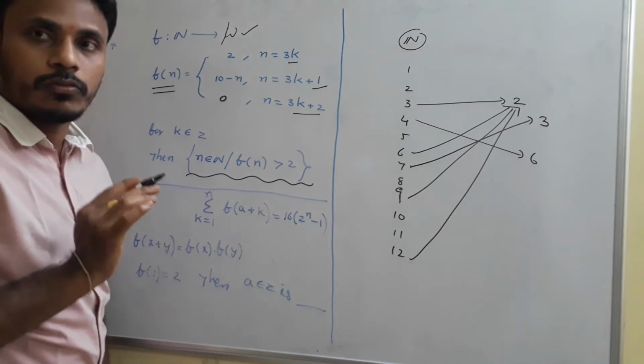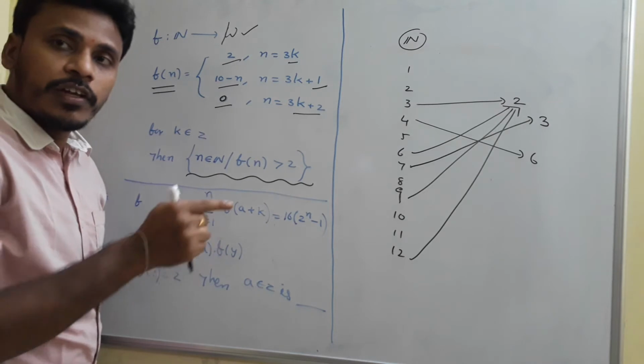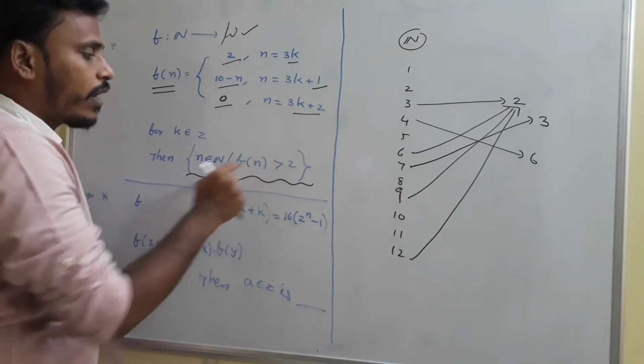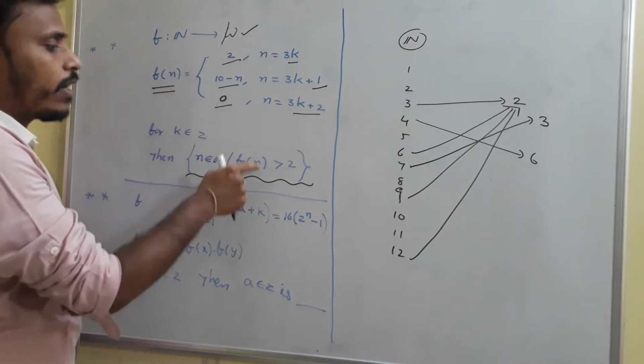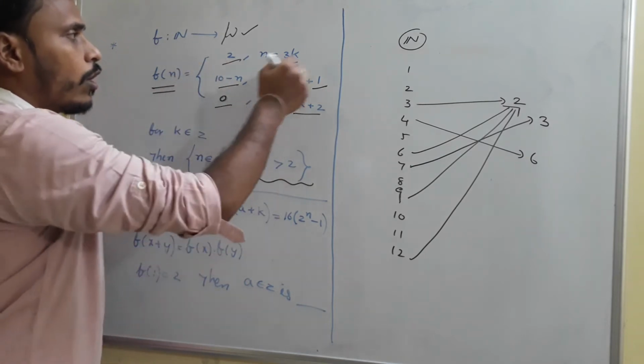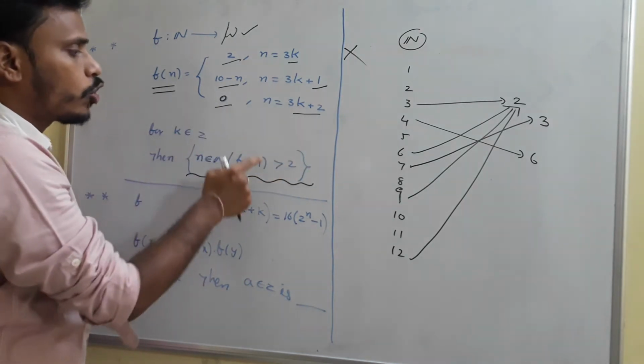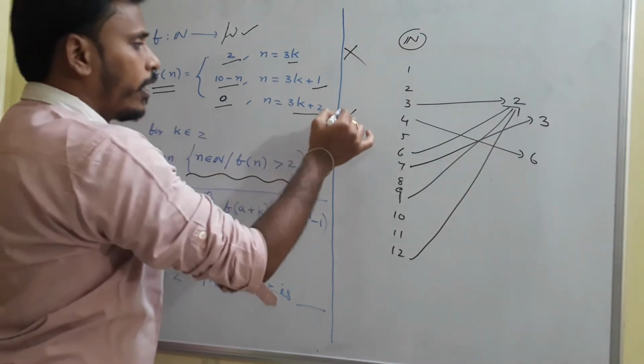So now our task is to find the natural values of n such that f of n is greater than 2. f of n has 3 different definitions. Which definition do we need to accept? If you use the first definition, 2 greater than 2 is not possible, leave it. If you use the last definition, 0 greater than 2 is not possible, leave it.